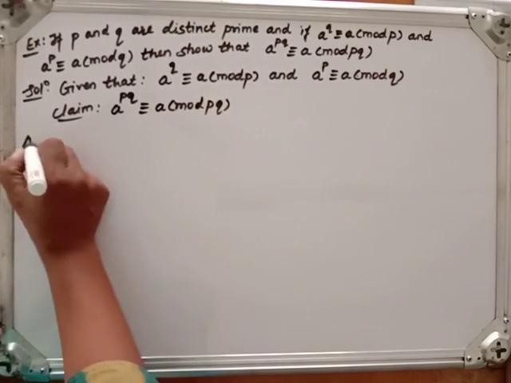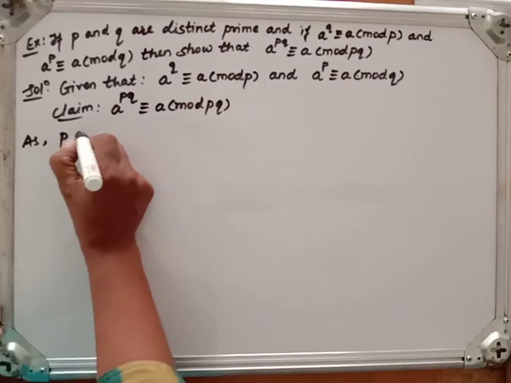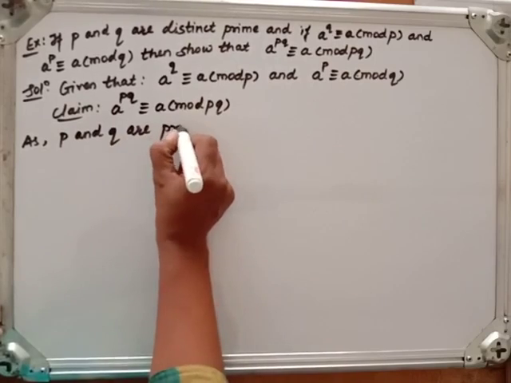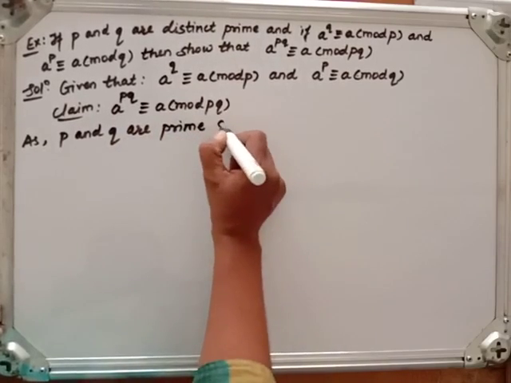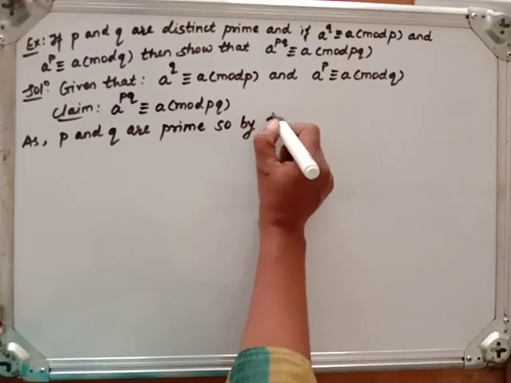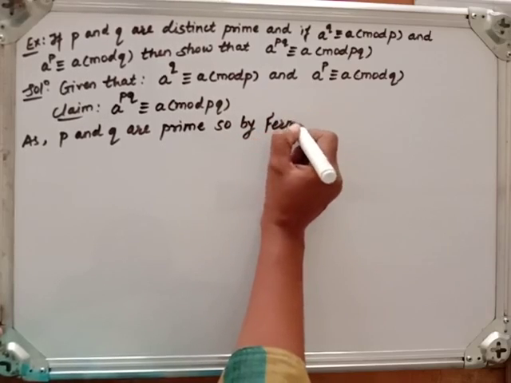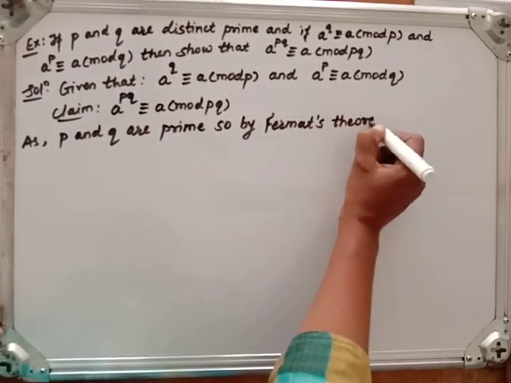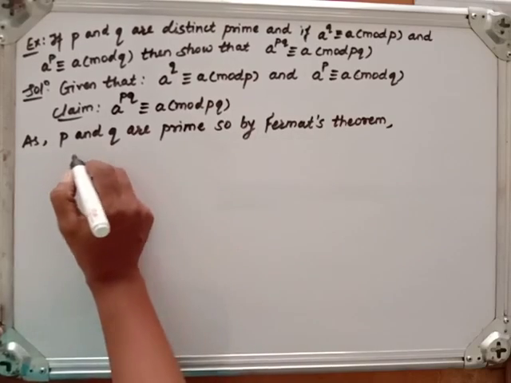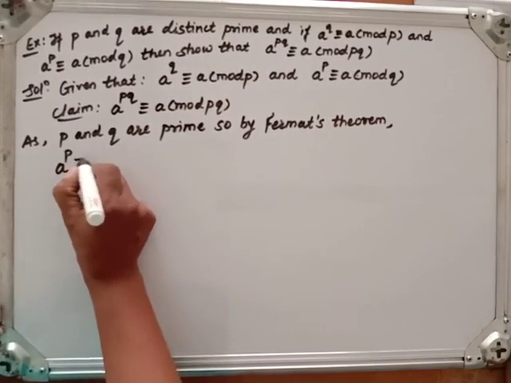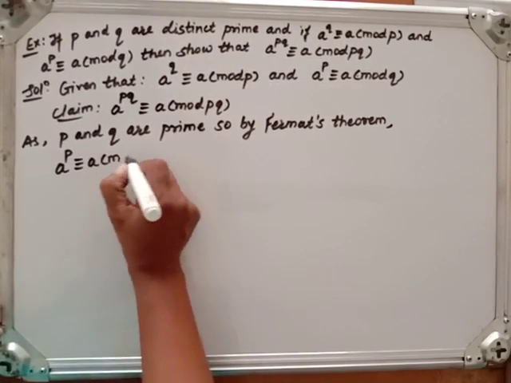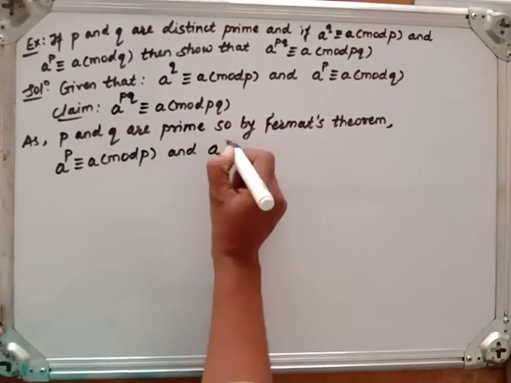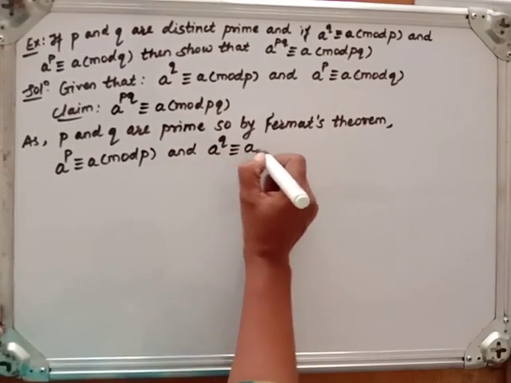So now as p and q are prime, by Fermat's theorem, using Fermat's theorem, what can we say? We can say a raised to p is congruent to a modulo p and a raised to q is congruent to a modulo q.